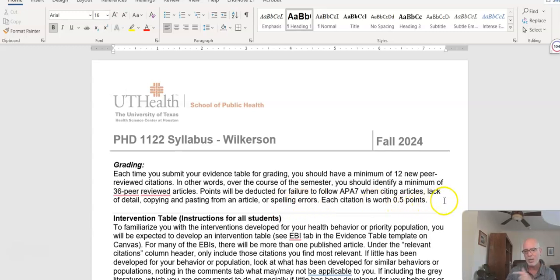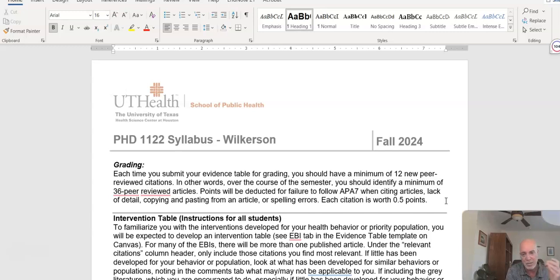Each citation is worth a half a point, which means if a student makes an error on a particular citation, they lose a half a point per citation. Now, in practice, I'm not always that strict. In practice, I'm usually going to deduct a half a point if I only see one error on the table. If I see 2 errors, 1 point.